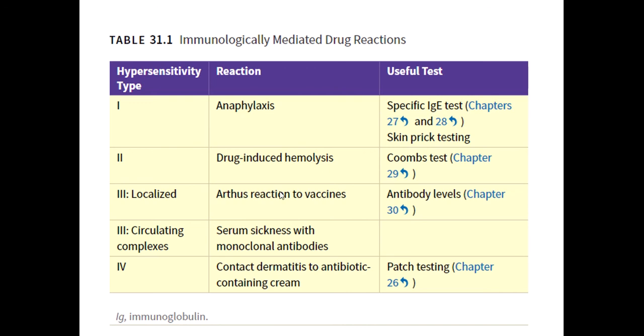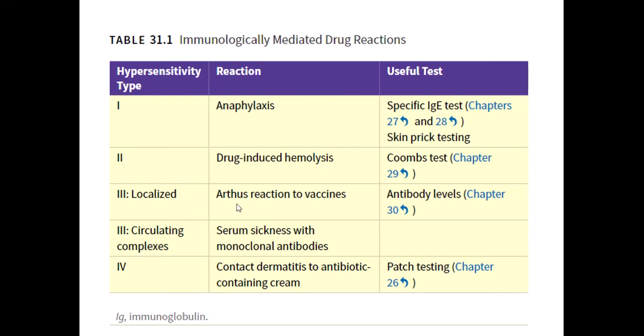So this table shows some of the hypersensitivity types of diseases, and the names for type 1, like for example anaphylaxis, and the useful tests that we do, like the IgE antibody level and the PRIST test. And then when we talk about type 2, for example, like drug-induced immune hemolysis, then we do the Coombs test, so the antiglobulin test. We'll talk about it in the blood banking.